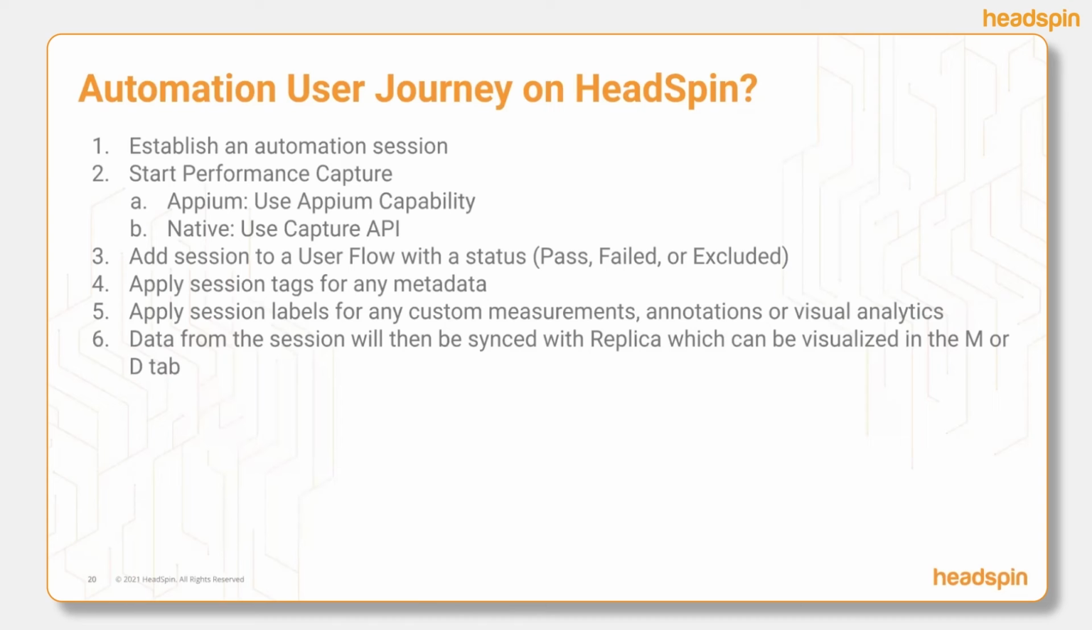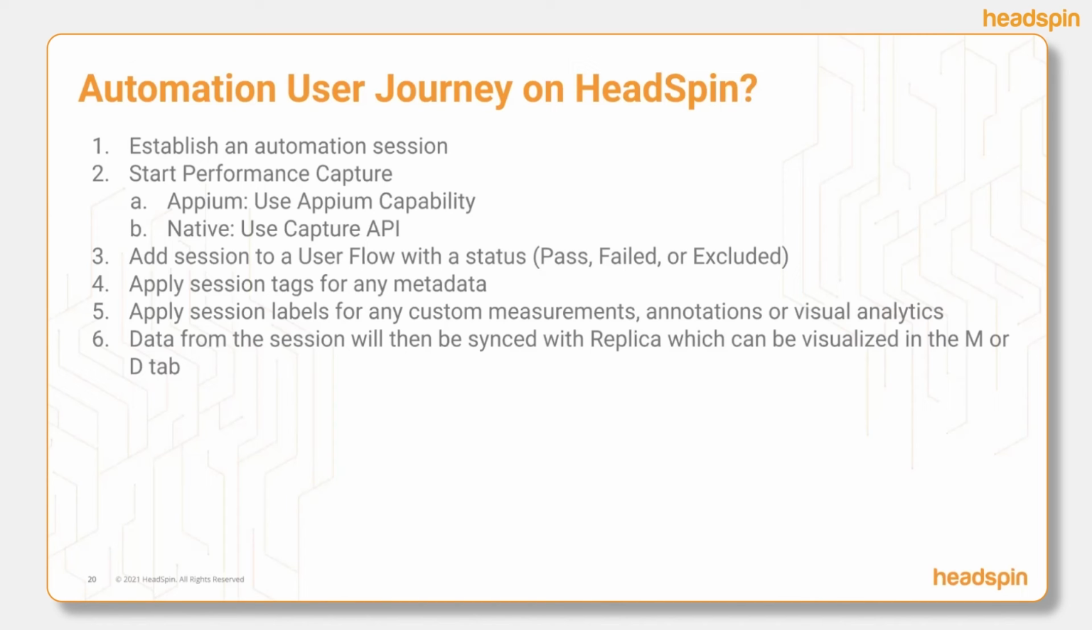And then we get into, well, what does an automated user journey look like on HeadSpin? We only have 13 minutes left, and I do want to get into these. So I'm probably going to aim for about 7:55 getting into the examples. But I think sometimes there's confusion on what a perfect automated journey on HeadSpin looks like, right? You start a test suite, you capture every test case with a separate performance session, you add that to a user flow with a status of pass, failed, or excluded, and then you can view the data, right? These are the high level steps of doing that.